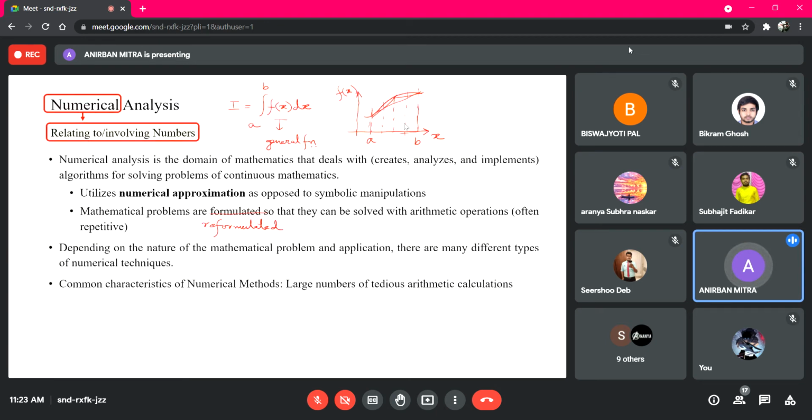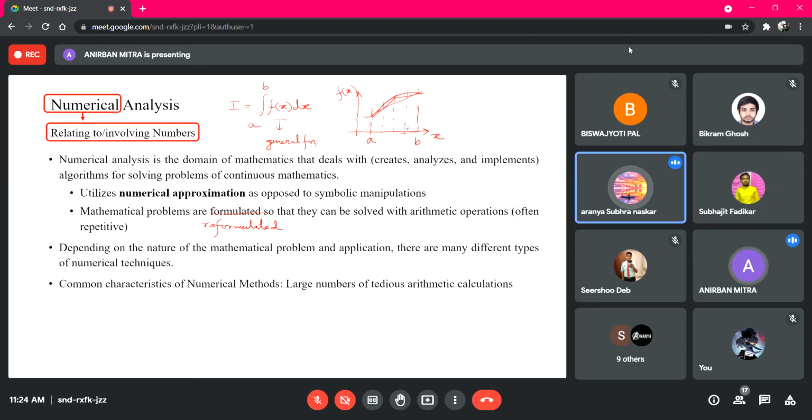You can say that is one of the drawbacks of numerical analysis. Now, of course, this would be a drawback if you are trying to solve these problems by hand. But fortunately, we have something in our daily life, in fact, in our society, that is very good in handling large number of tedious arithmetic calculations. And what is that?